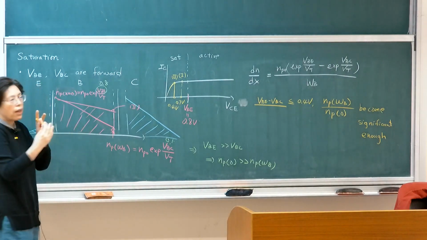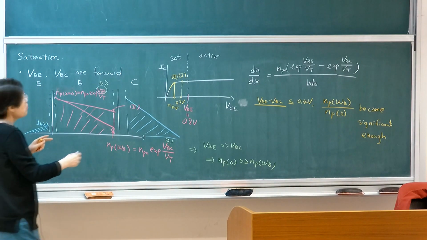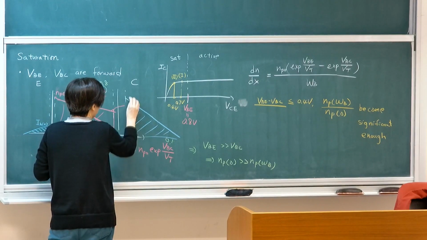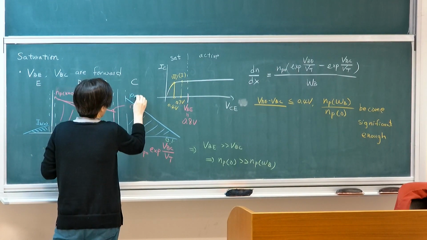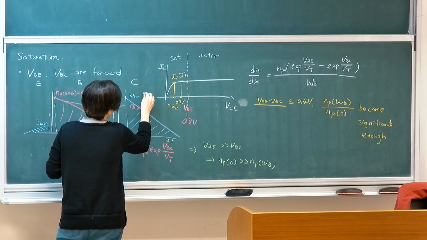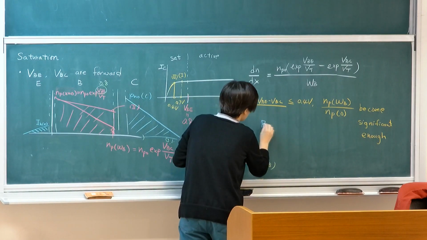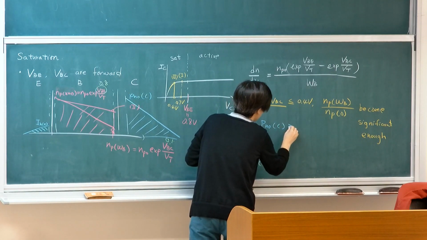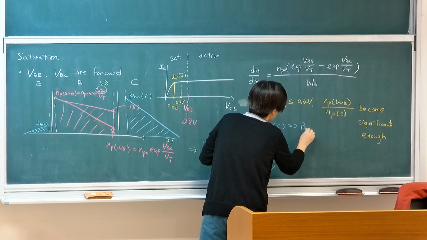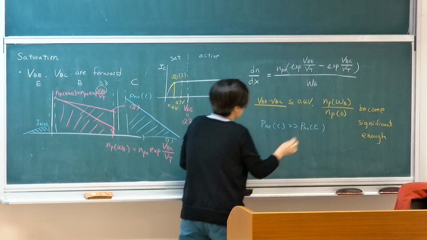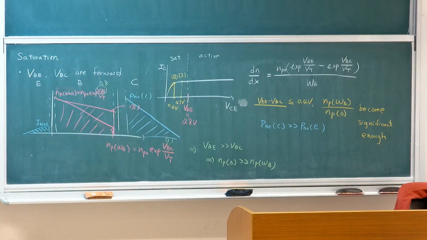So what happened is that even though the collector is pretty wide, to a certain extent, this level, the Pn0 at collector will be much, much larger than Pn0 at emitter. Right? Why? Why do I draw this big chunk of hole current, holes in the collector? Because the collector is much more lightly doped.